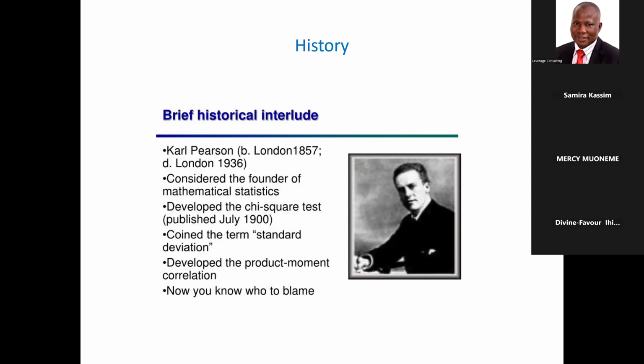Historical interlude concerning chi-square. Karl Pearson, London 1857, he was considered the founder of mathematical statistics. He developed the chi-square test, published it in July 1900. He coined the term standard deviation. So that standard deviation we talk about is the one that he coined. He developed the product moment correlation. Go and see Pearson correlation. He developed it. Now you know who to blame.